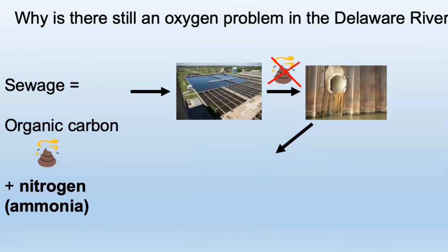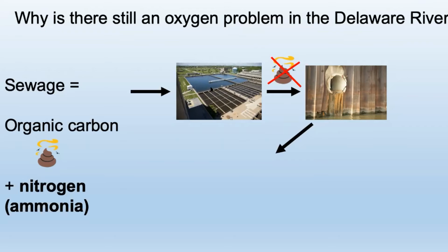So you may be asking, why is there still a problem with oxygen in the Delaware River? We have had $1 billion spent on these treatment plants all up and down the river. Why hasn't that solved the problem? And to explain that, we have to look a bit more in detail at what the sewage is. I'm going to oversimplify things and just talk as if sewage were just organic carbon. And if you think too much about it, I hope you can see that this organic carbon is basically human waste. But that organic carbon also comes with a lot of nitrogen, and especially nitrogen in the form of ammonia. And it's critical that the nitrogen be in that form.